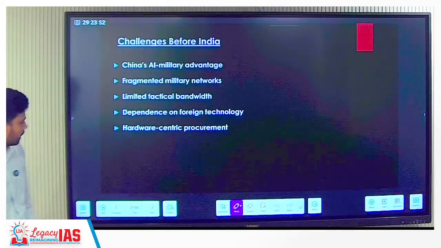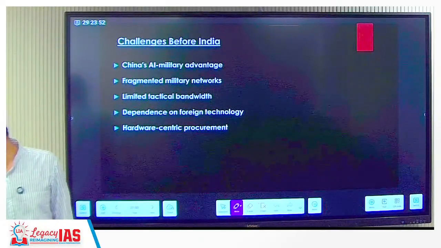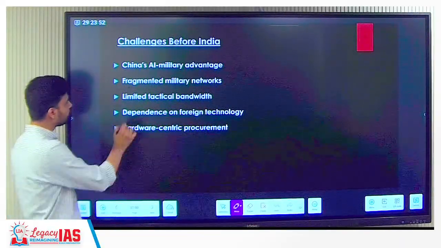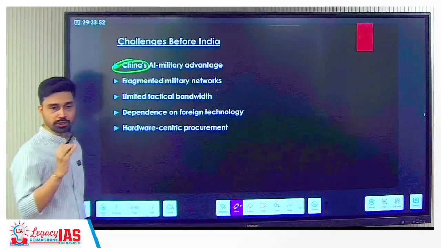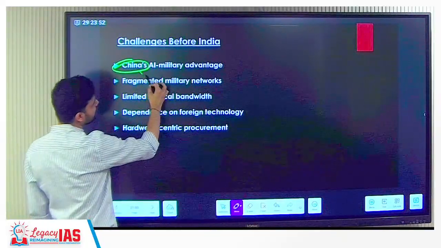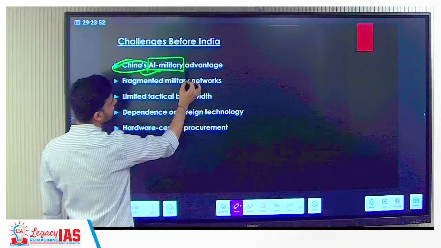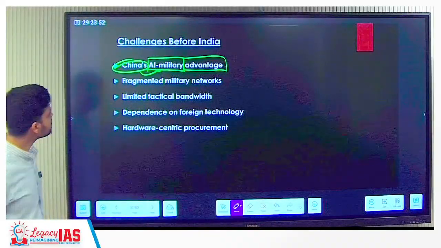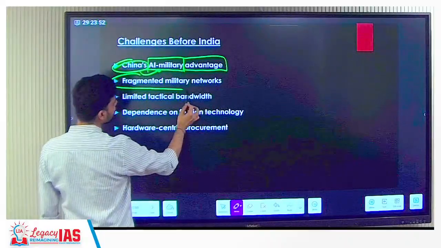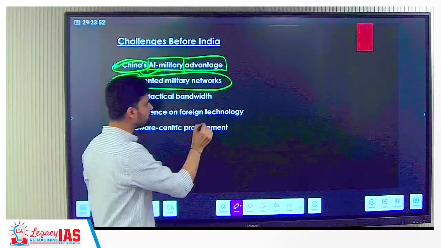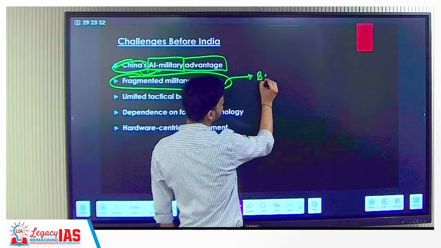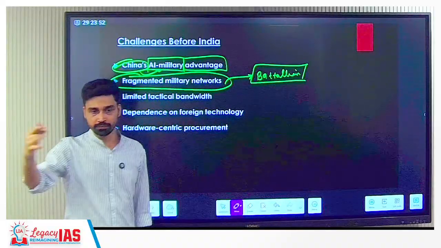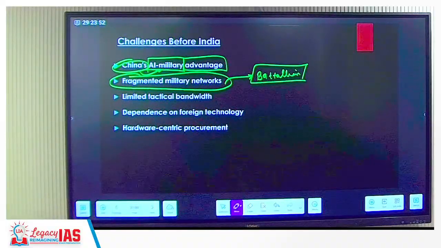Challenges are several. First of all, it does not matter how strong or good your defense system is. It is always compared relative to your enemy, who can challenge or threaten you. So if you compare China's AI military and India's AI military development, China seems to be at a clear advantageous position as of now. Their system is much more advanced. India is still operating a fragmented military network. For example, we do not have cohesiveness. Still in India, the decision is taken at the battalion level. You have different regiments and all that. So that is called a fragmented military network.